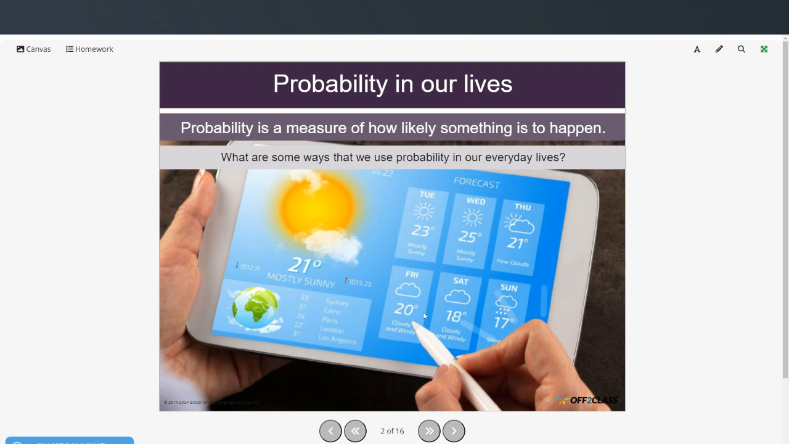Well, one of the most common is weather forecasting. So we talk about being a 20% chance of rain, a 30% chance of snow. There's a tornado warning or a hurricane warning. So we look at probability, especially in terms of weather forecasting.